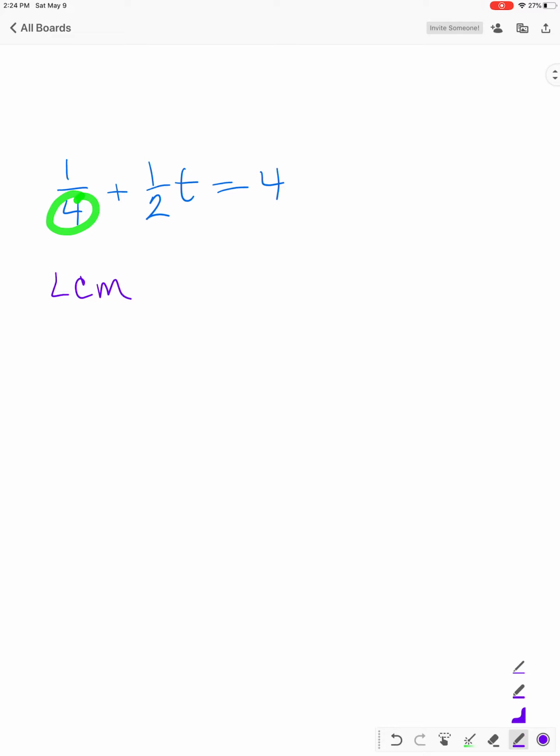So there's a 4, so I write 4. And then there's a 2 in the 1/2, so I write a 2. And then also don't forget, there's a 4 here, and that's 4 divided by 1, so I should also put a 1. We usually forget about this one, but that's okay. And so the least common multiple of 4, 2, and 1 is 4.